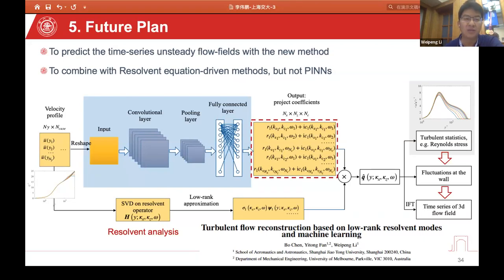The second one, I will do another work. I want to combine it with resolvent analysis. Resolvent analysis is used to do the linear stability analysis for the linear stability equation, and we can get the most amplified mode, and we can use a network to get the mode coefficients, and then we can get the prediction for the turbulent statistics and fluctuation, maybe the velocity flow field. We are going to do the work recently, and if we have a chance, maybe half a year later, I can share this work with you guys.